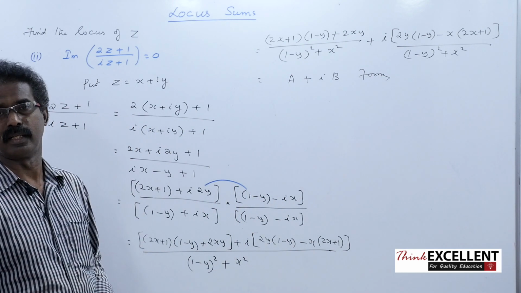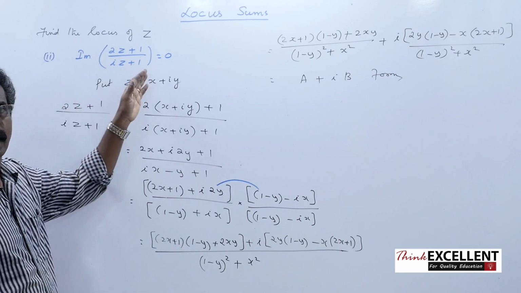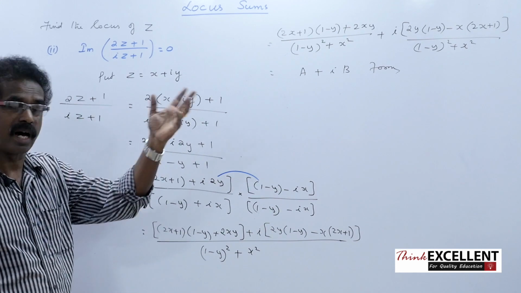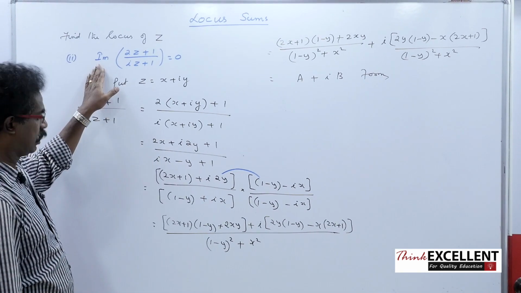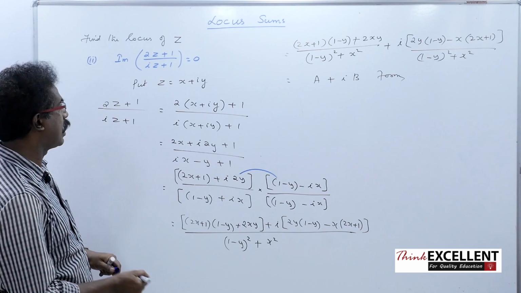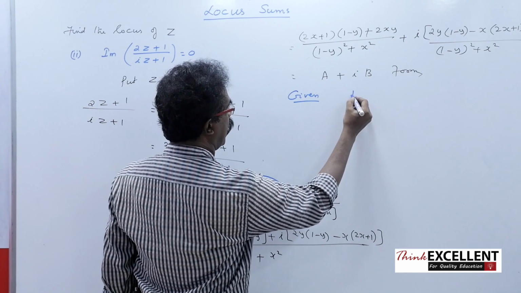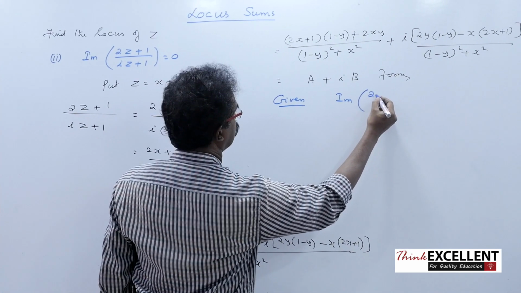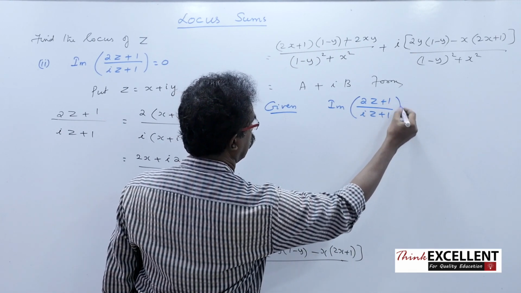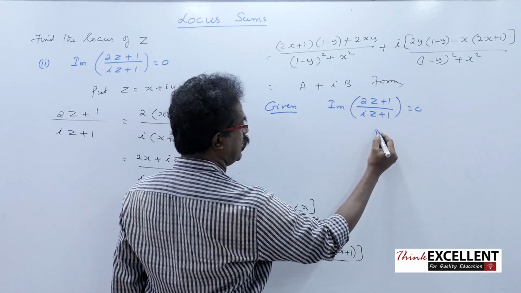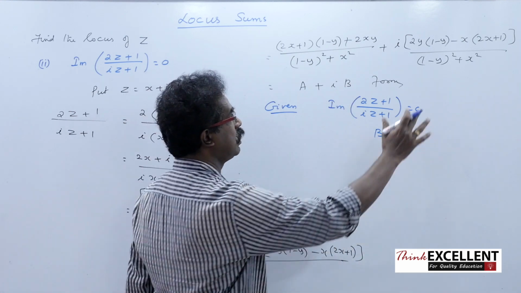Now read the question. Up to this it is common. The question is whether imaginary part or real part or even argument, also you can do in this way. Now what is given in this question? Imaginary part of (2z plus 1) by (iz plus 1) is equal to 0. Imaginary part means b, b is equal to 0. a is the real part, b is the imaginary part. So this is the imaginary part.